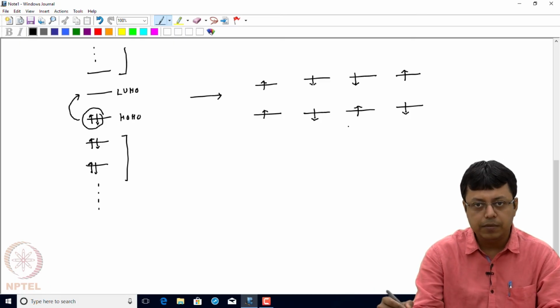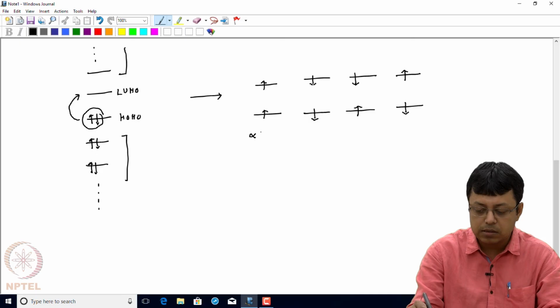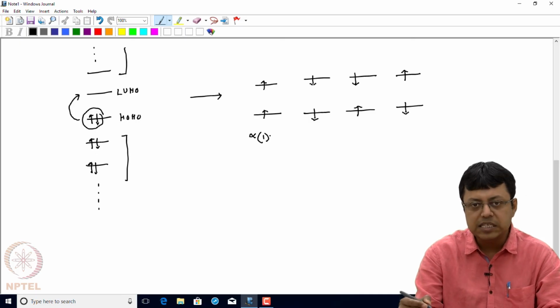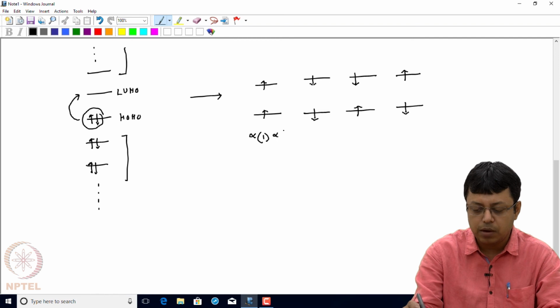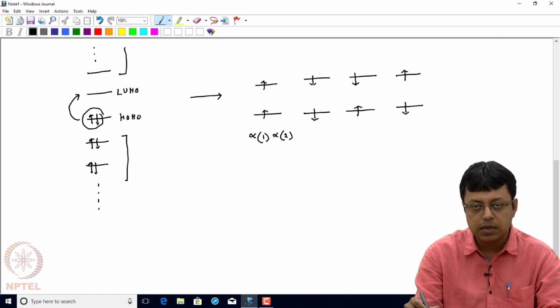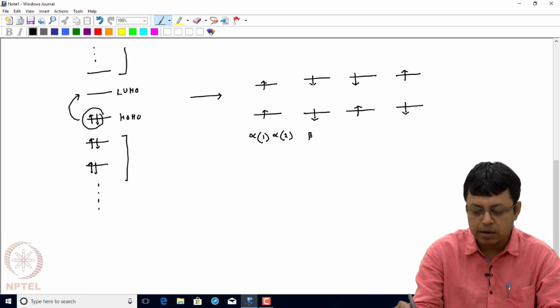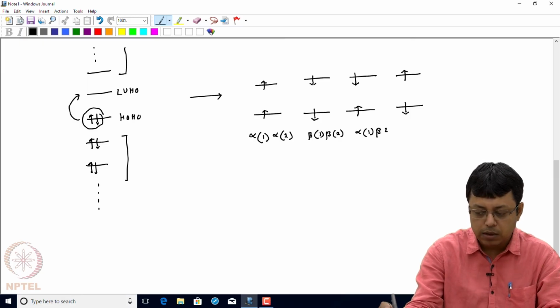Now electrons, being fermions, are indistinguishable, so you cannot distinguish which one is up and which one is down. So when you write the wave function for all of them, suppose I call the up spins alpha. For this state, the spin state can be represented as alpha 1, alpha 2. So electron 1 is in the alpha state, and electron 2 is also in the alpha state. Similarly, if I represent the down spin as beta, it will be beta 1, beta 2, and then this one is alpha 1, beta 2, and this one is beta 1, alpha 2.